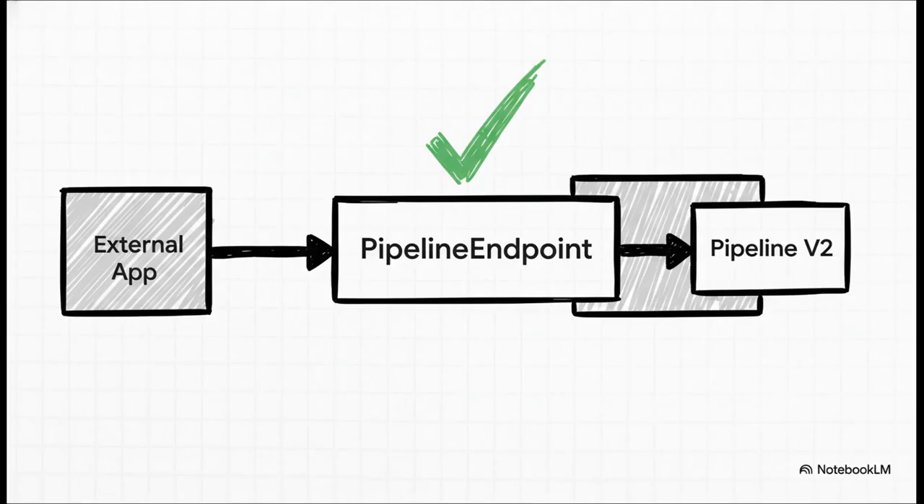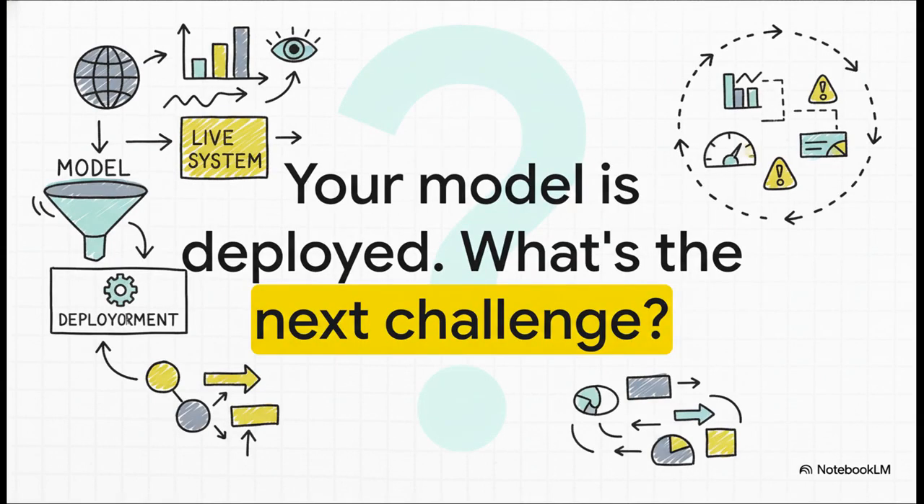The elegant and correct solution is to update the pipeline endpoint. This is precisely the problem it was designed to solve. It's that stable front door that lets you just point it to your new pipeline version. The other application has no idea anything even changed. It's a perfectly seamless update. And there you have it, a clear framework for taking your model from a simple experiment all the way to a robust automated product in the real world.